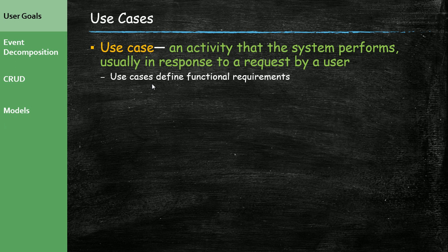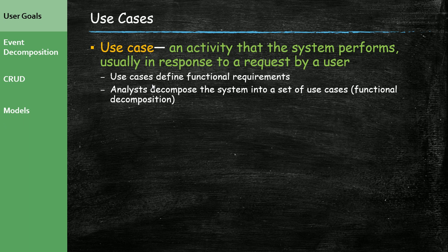So use cases define functional requirements, so things that our system needs to do. Analysts decompose the system into a set of use cases, and we call this functional decomposition. So what is decomposition? Well, we start out with this idea that we're going to have a system that does something. And maybe that something is we're going to develop a system for account management. Well, account management is a very high level, very vague description. We have to decompose that into all the different things that one has to do in the process of managing an account, all the different things that we expect our system to be able to do. And you'll see some examples of this.